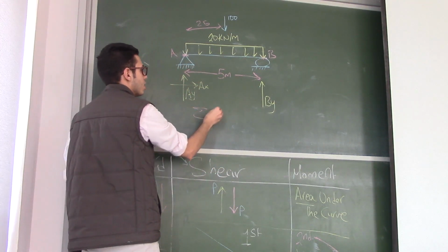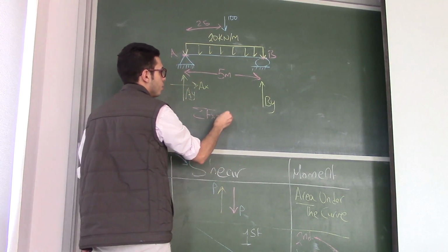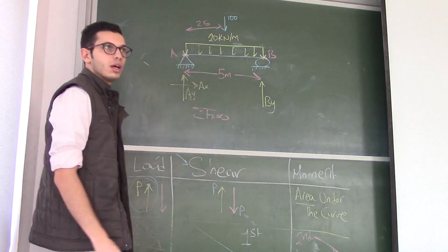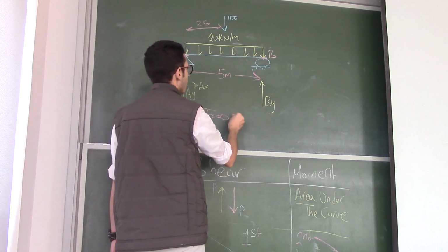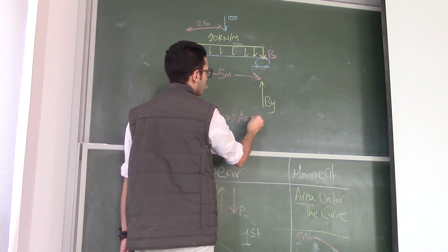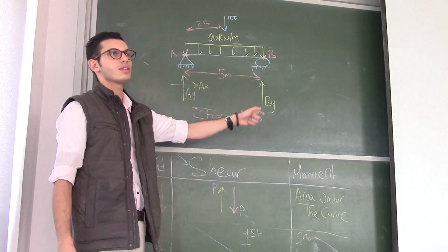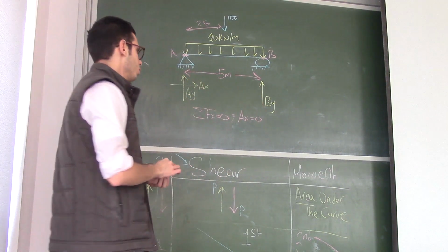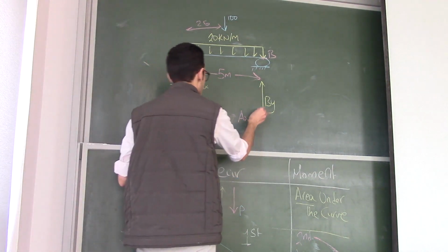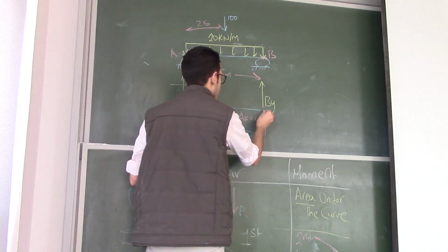The first one is the summation of the forces on the x should be equal to 0. Hence, AX will equal 0, because we don't have any other forces on the x, and it's only AX. This is the first equation.